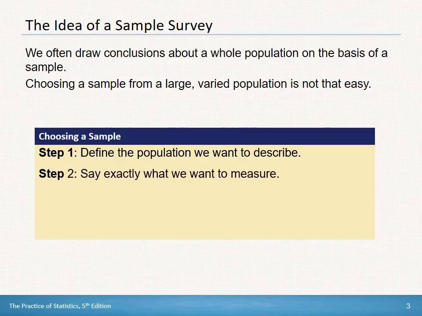Then you need to know what it is you want to measure. If I want to measure the heights of students at K Park, then I need to be measuring their height, not their weight, not their GPA, not anything else. I also need to make sure that I'm measuring it in the correct unit. So if I want to measure their height in inches, I'm not going to measure them in centimeters, or I'm going to make sure that I convert that after the fact.